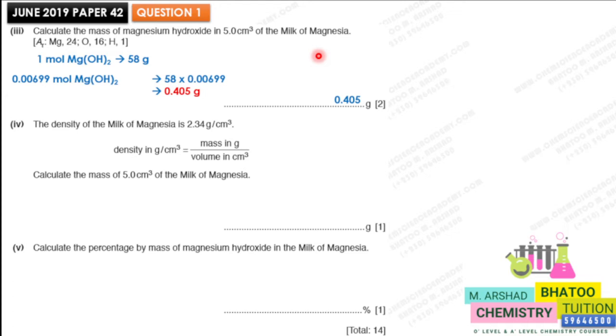Whenever you are to calculate the mass, remember 1 mole of any substance would give you its Mr in grams. Okay, that's why it gives us the Ar values, 24, 16, 1. 1 mole is its Mr in grams. Is that good?